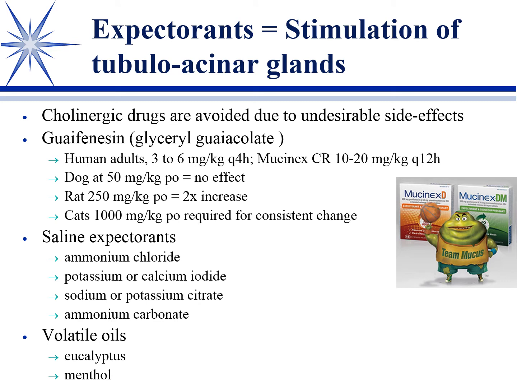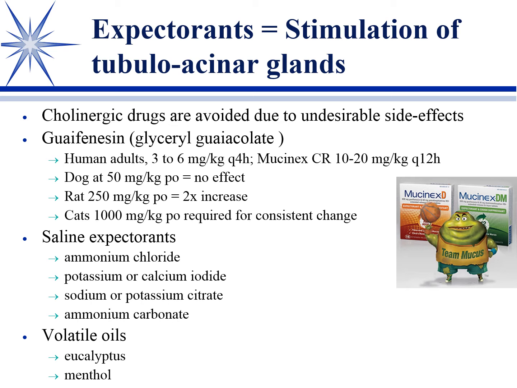Now the fancy way to do this pharmacologically is to give what's called an expectorant. An expectorant is something that thins the secretions so they're more easily removed by the mucociliary apparatus and more easily coughed up. Just a note, we don't want to use cholinergic drugs. Those work, so we could use bethanechol or pilocarpine, but they have too many side effects, so we don't do that.